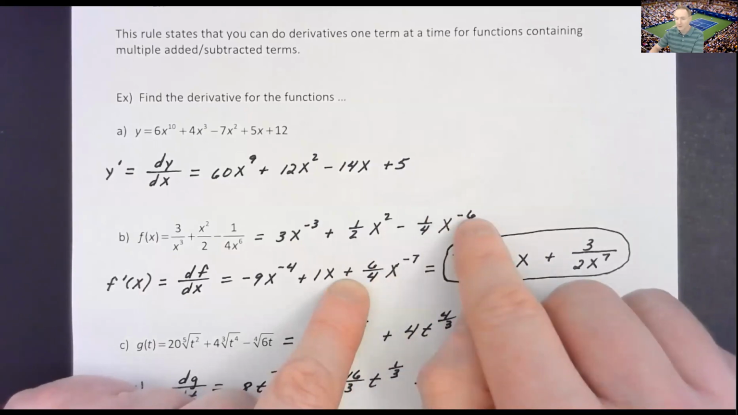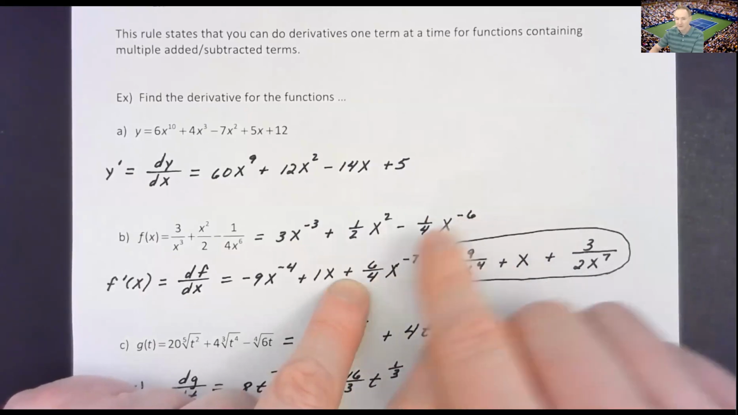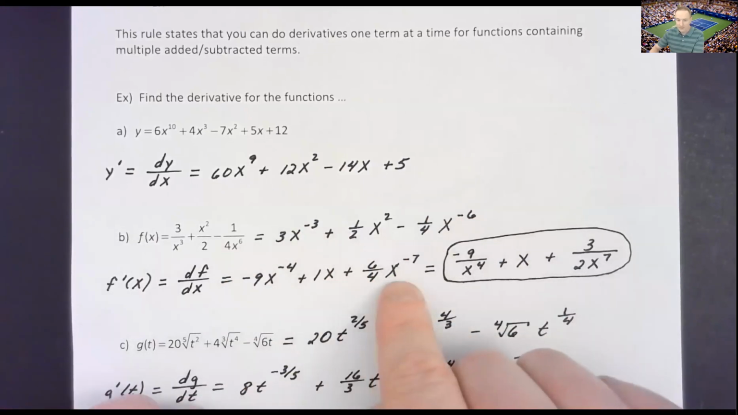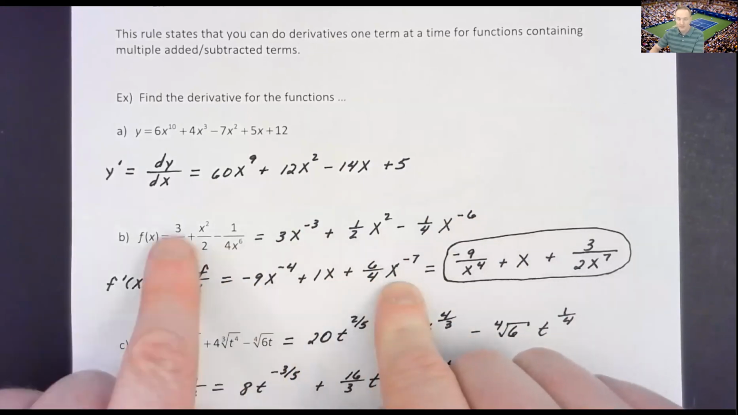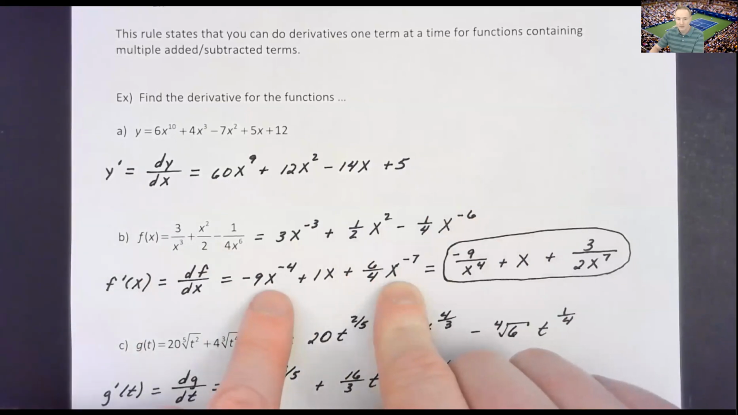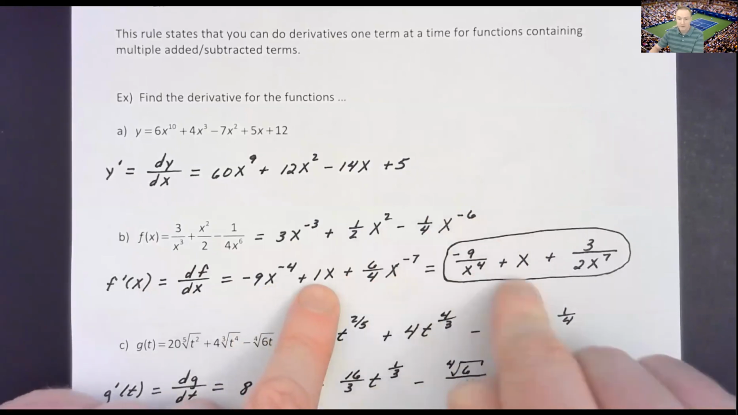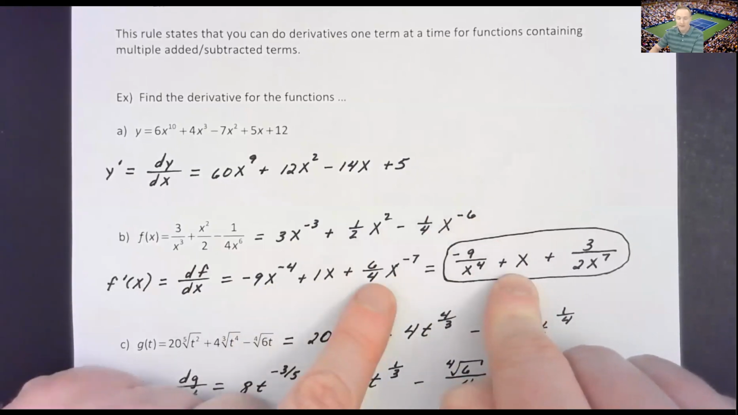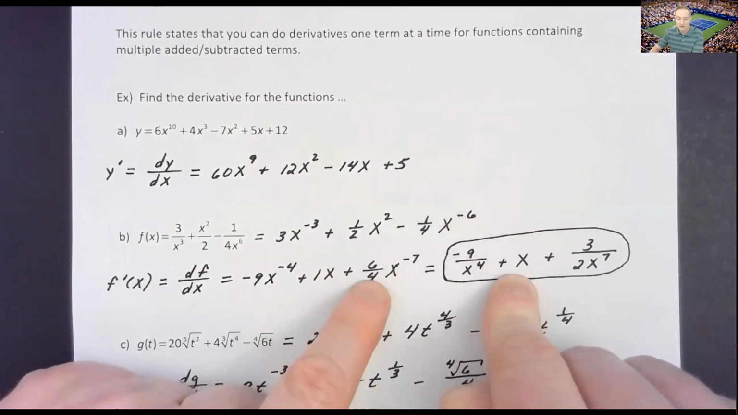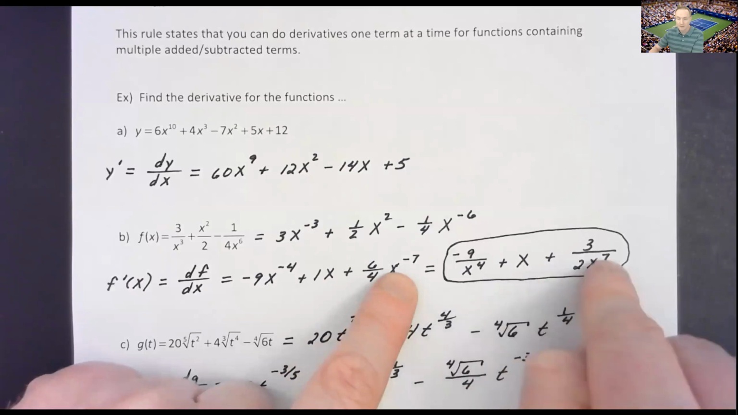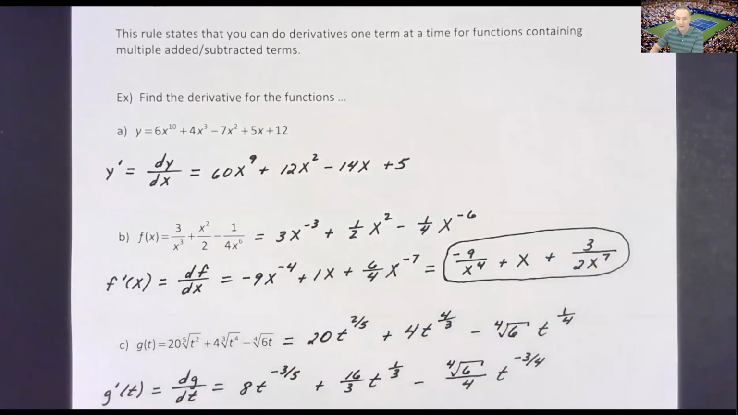Drop the exponent 1 by subtracting. Negative 6 minus 1 is negative 7. So I knew that this would not be a good final answer. I need to put it back in terms of positive exponents. My first term is negative 9x to the positive fourth. My next term, plus x, is fine. Then the last term, I reduce down the fraction to 3 over 2, and I can say plus 3 over 2x to the seventh in that denominator.